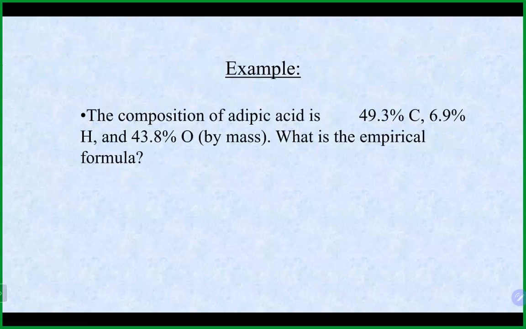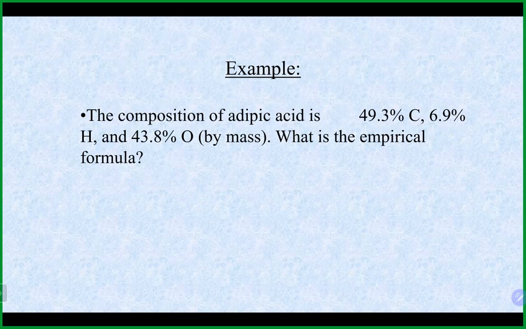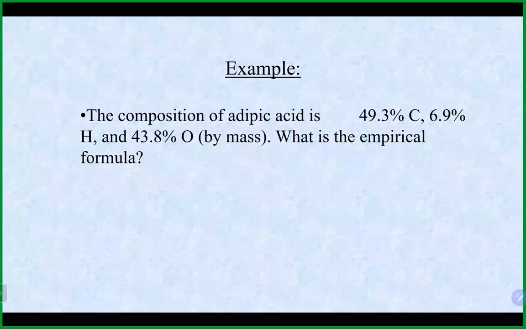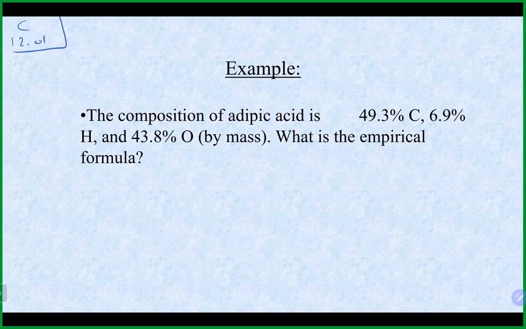All right, try this one here. What is the empirical formula? We got 49.3% carbon, 6.9% hydrogen, and 43.8% oxygen. Once again, carbon 12.01, hydrogen 1.008, and oxygen 16.